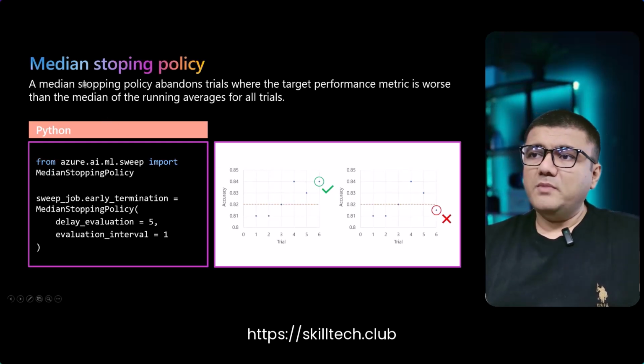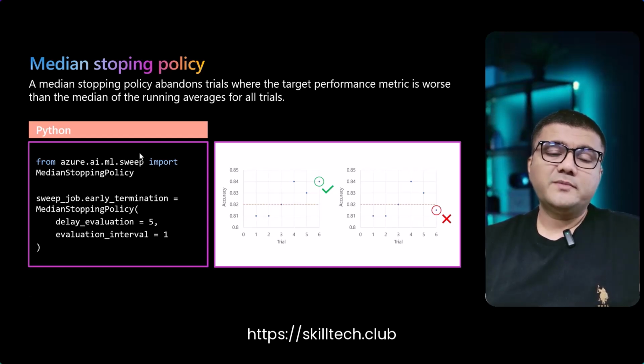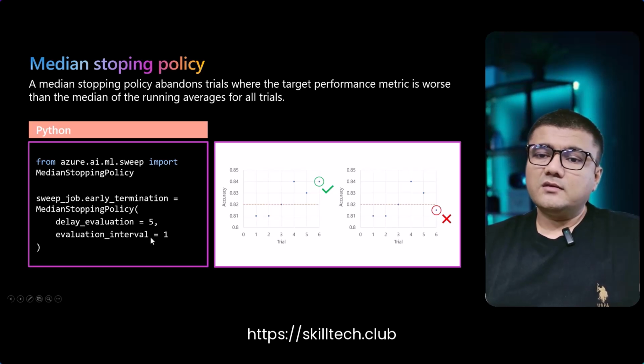The second one, which is median stopping policy, basically allows you to abandon trials when the target performance metric is worse than the median of the running average of all trials. This is going to take a median of the running average of all trials. While configuring this policy, I'm saying delay evaluation is 5 and the evaluation interval is 1. The following example shows the code applying the median stopping policy with a delay of 5 and an evaluation interval of 1.